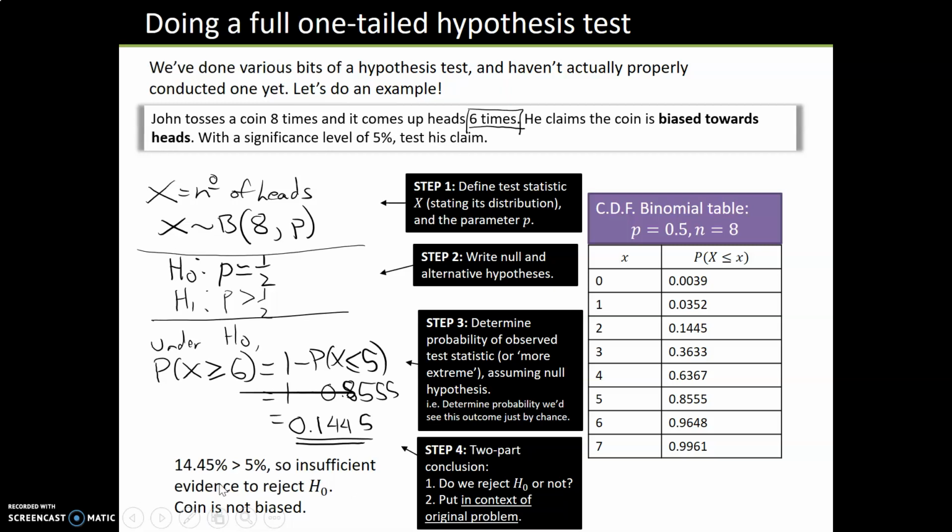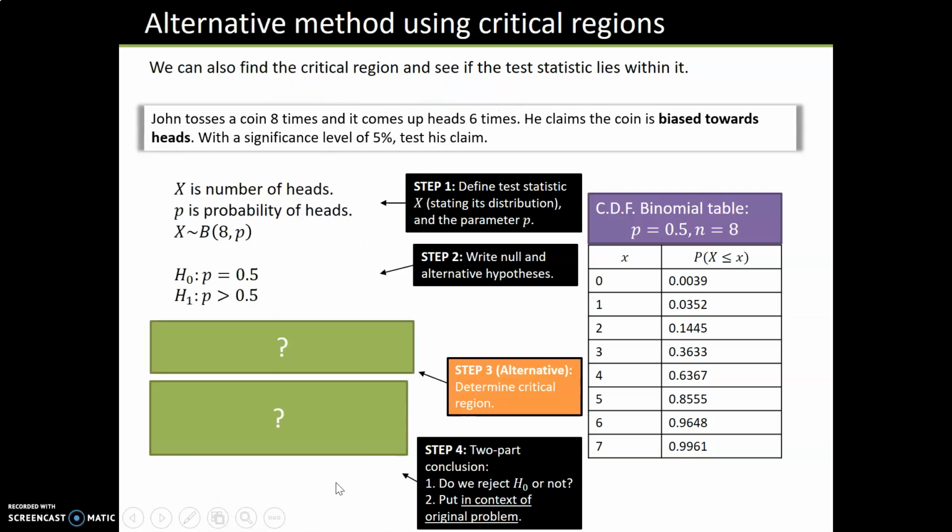So again, do I reject it? I make a comparison at the significance level and say the coin is not biased. That's my conclusion in context. There's another way of doing this, which is to use a critical region, and your mark scheme would give you both ways of doing this.